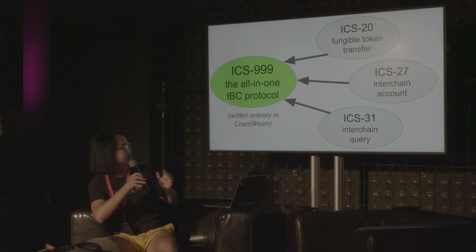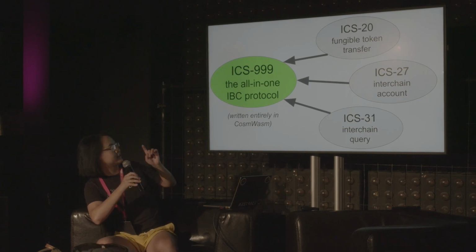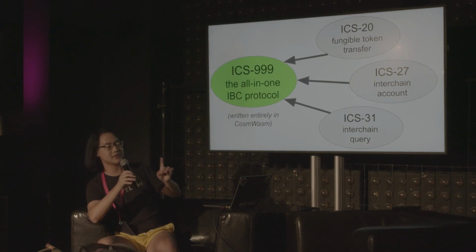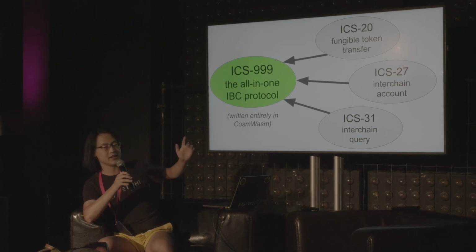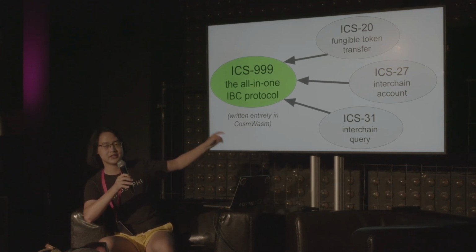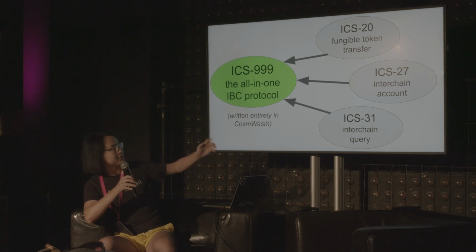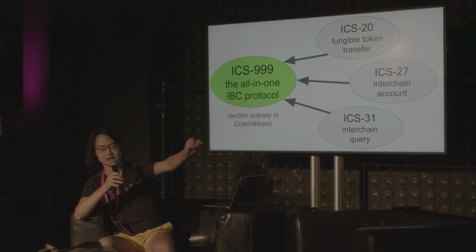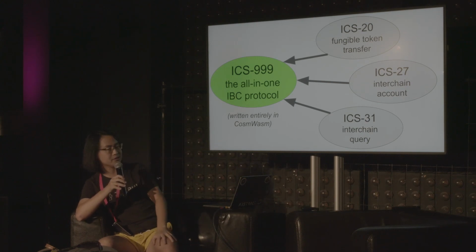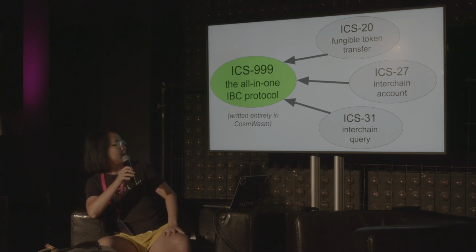All right, so what is ICS-999? It is an all-in-one IBC application layer protocol. So currently we have a number of IBC protocols. They all have an ICS number. ICS stands for interchain standard. For a few examples, we have ICS-20, which is the standard for fungible token transfer. We have ICS-27 interchain account, which allows an account to execute actions on another chain. And of course, we have ICS-31, which is cross-chain queries.